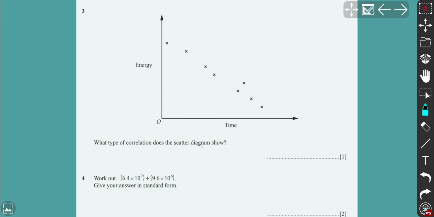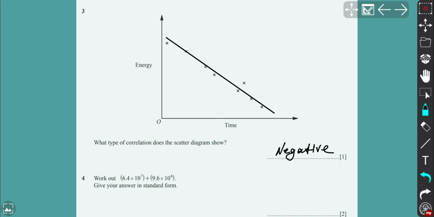What type of correlation does the scatter diagram show? As you can see, that's a falling line, and if you put in the line of best fit, it will work like that. So it has a negative gradient, so negative correlation. You can say that it's negative.